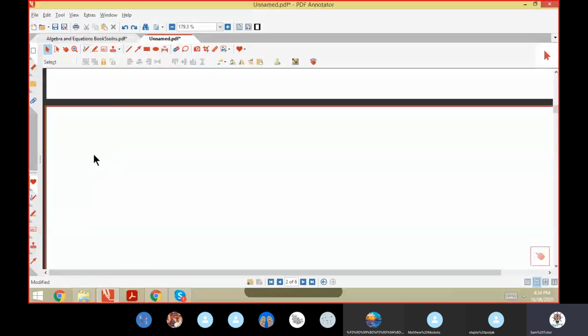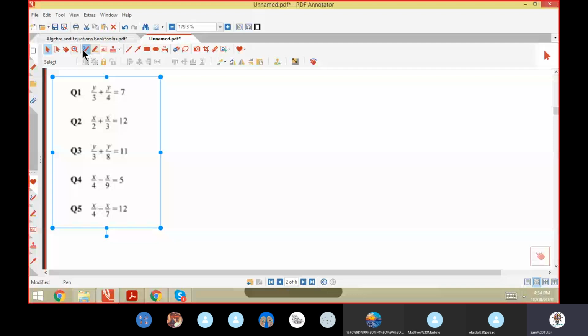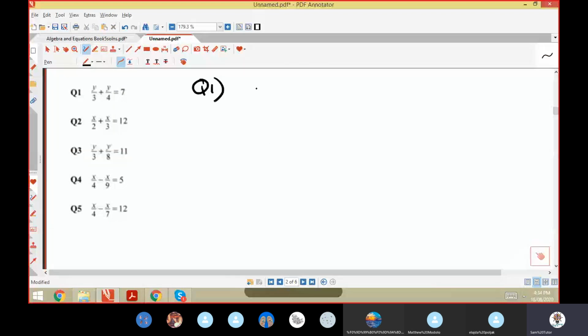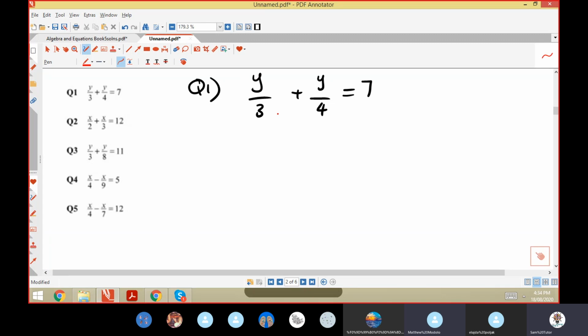Again, I'll give you guys an opportunity before I start. Anyone feel like they know how to do question 1? Would you make the 3 and 4 the same denominator? Okay, that's how you've been taught. Yes, I will say yes to that.